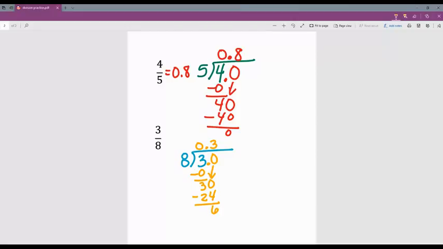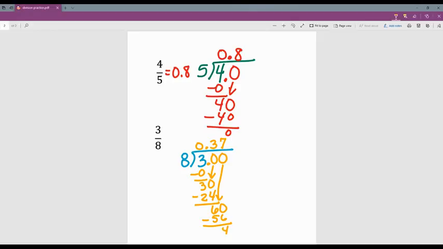Now I end up with a remainder, but I still want to keep this division alive. I don't want to put remainder 6. So I'm going to add another placeholder, another 0, and I'm going to bring that down. Now 8 can definitely go into 60. 8 can go into 60 7 times. 8 times 7 is 56. 60 minus 56 gives me 4.